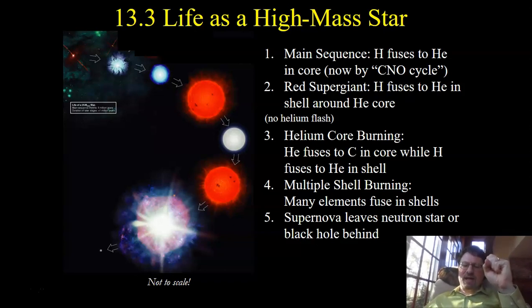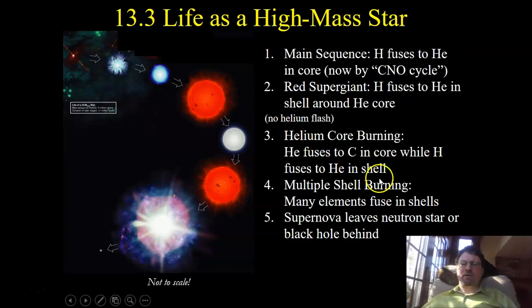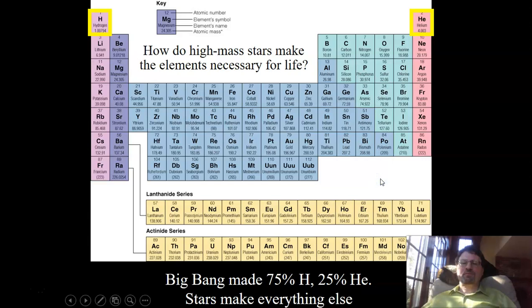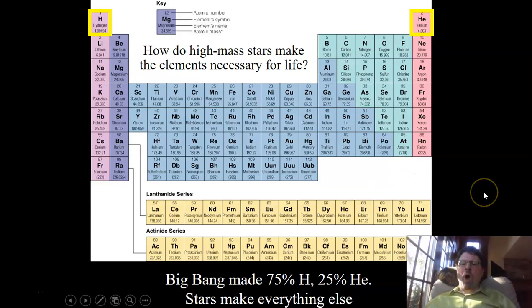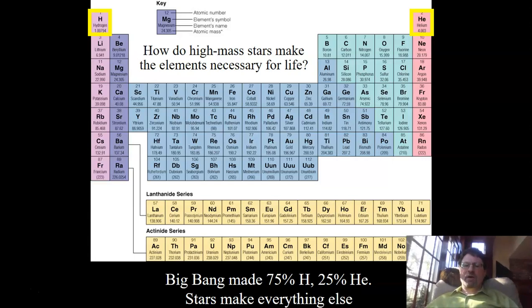You can't get any energy out of fusing it or fissioning it. And so as a result, something different is going to happen. What will happen is the star will explode in a supernova explosion, leaving behind a neutron star or a black hole, depending on the mass of the star that is being destroyed. So let's walk through this a little more carefully and a little more slowly now.